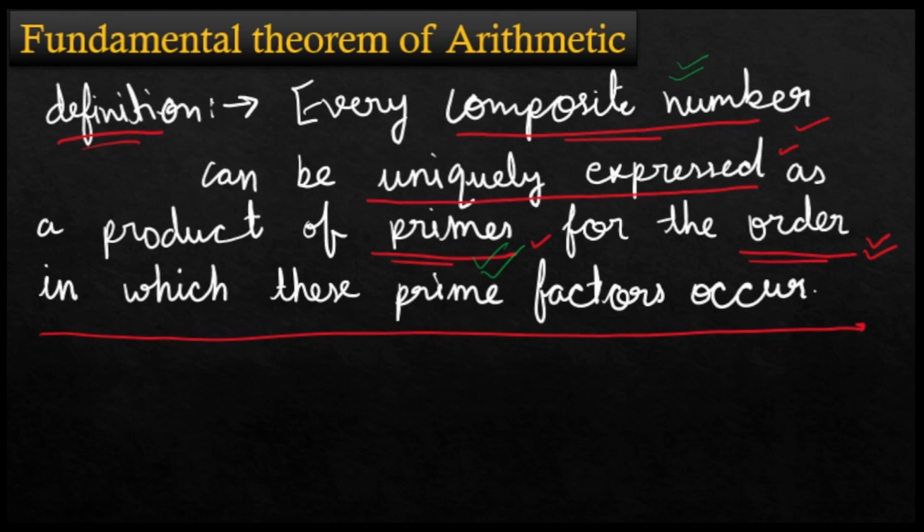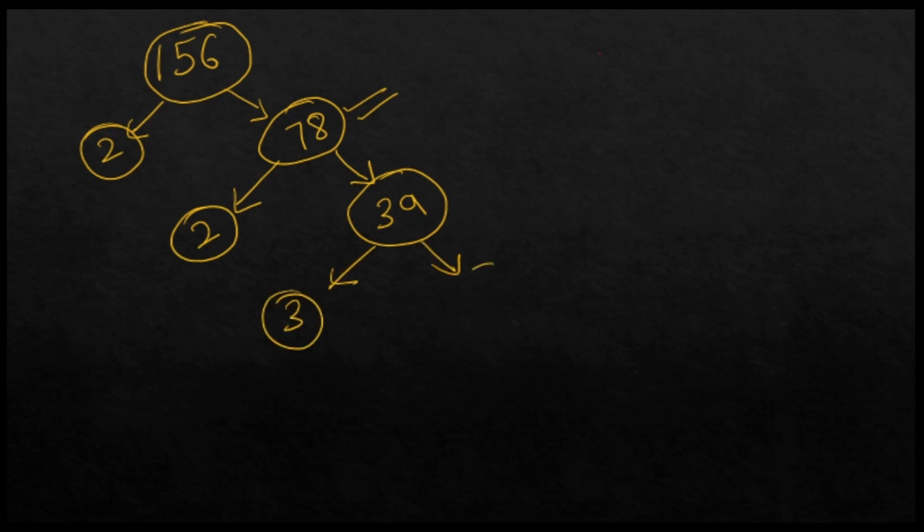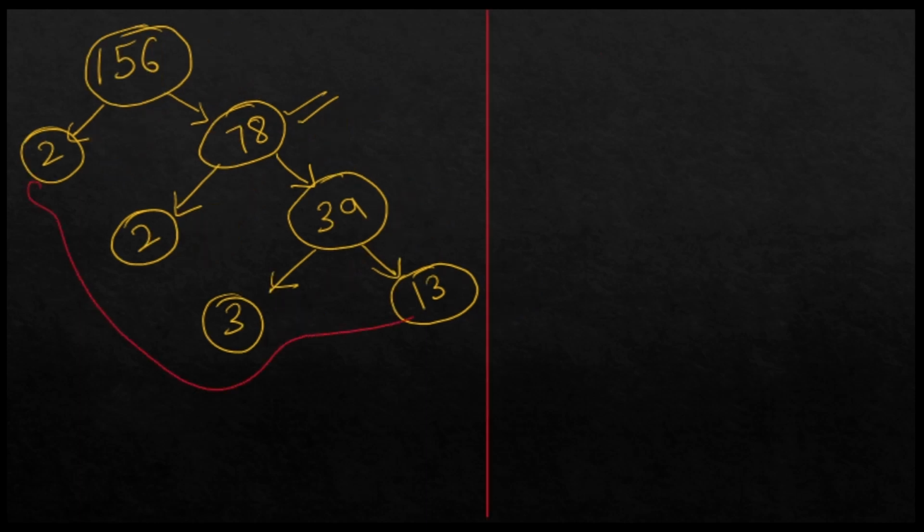Now we know what the composite numbers and the primes are. Let's talk about order and uniquely now. To understand the order, let's take a composite number, 156. Dividing it by the prime number 2, we get 78 as a result. Again, 78 is a composite number and can be further divided. So we will again divide this number by the prime number 2 and that will result in 39, and the process goes on until it results in a prime at last. Now you can see the order of these prime factors of the composite number 156.